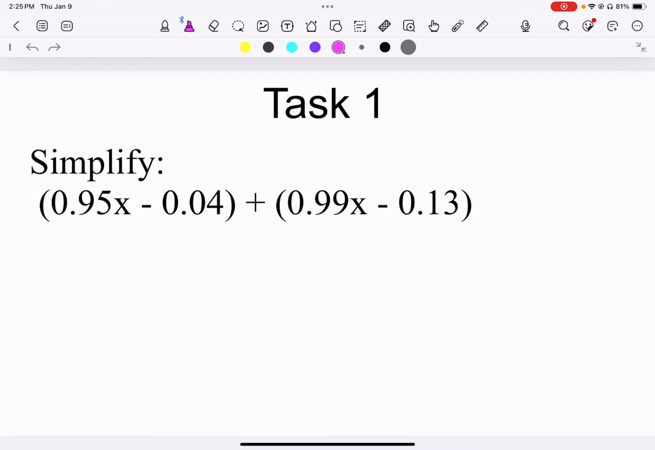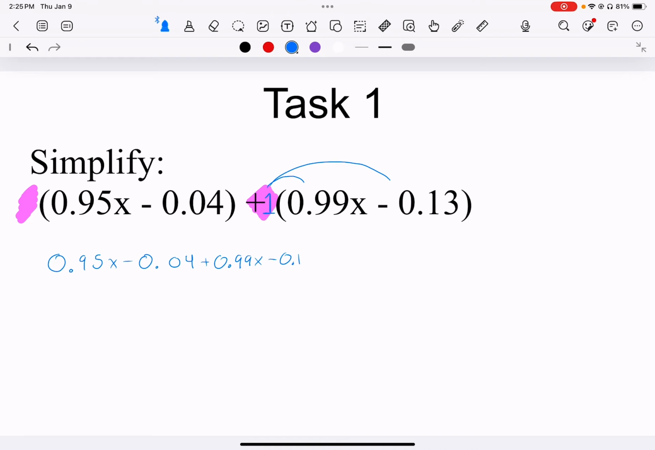In front of this first parentheses, there's no number to be distributed, so I'm just going to bring it down. So I have 0.95x minus 0.04. In front of this other parentheses, we have this plus sign. There's always an imaginary 1 when we have just the plus sign there. So I can distribute the positive 1. So positive 1 times 0.99x is 0.99x. Positive 1 times negative 13 is a negative 0.13.